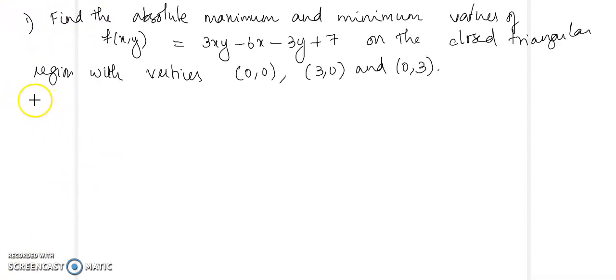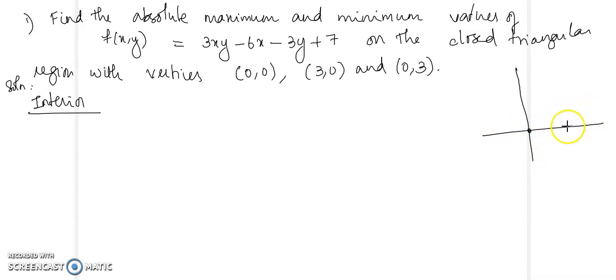So let us find the absolute maxima and absolute minima of the given function. Here the region R is a triangular region with vertices (0,0), (3,0) and (0,3). This is going to be the triangular region. This will be the line x plus y equal to 3, this is y equal to 0 and this is x equal to 0. Let me mark the vertices as O, A and B. Now the first step is to find the critical points in the interior.